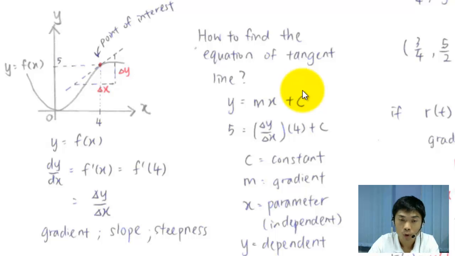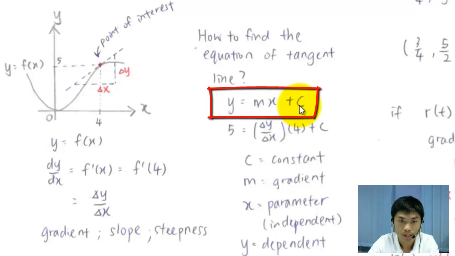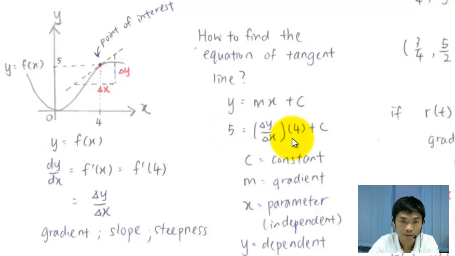Recall back from your most common straight line equation, y equals mx plus c, and you have the point of interest where you get the value of y equals 5 and the value of x equals 4, and you have the m, which is the steepness or the slope of the line at that particular point of interest. In this case it is delta y divided by delta x, and plus c. C is the constant, where in this case it is the intersection of the y axis.